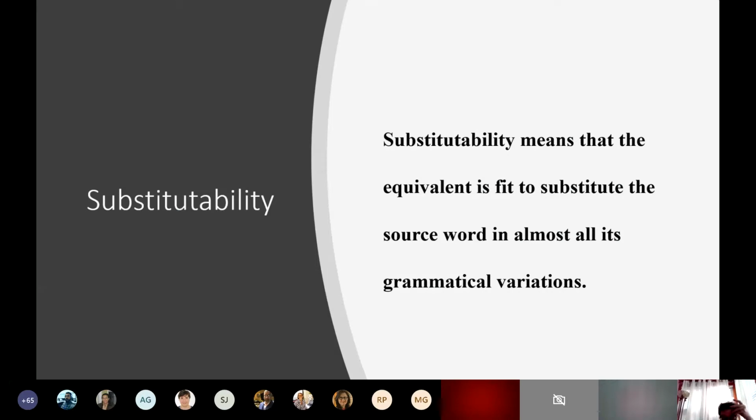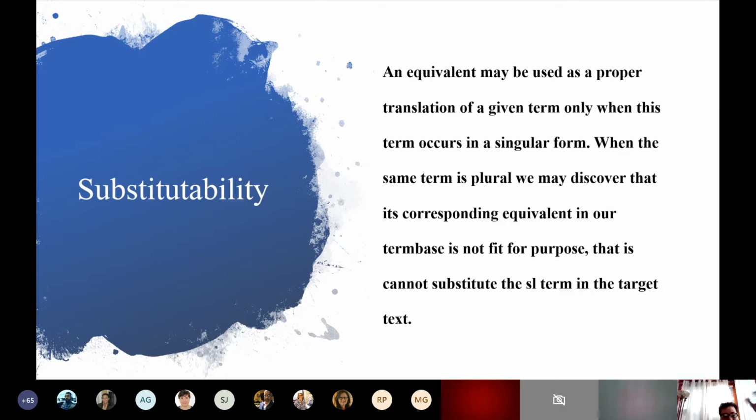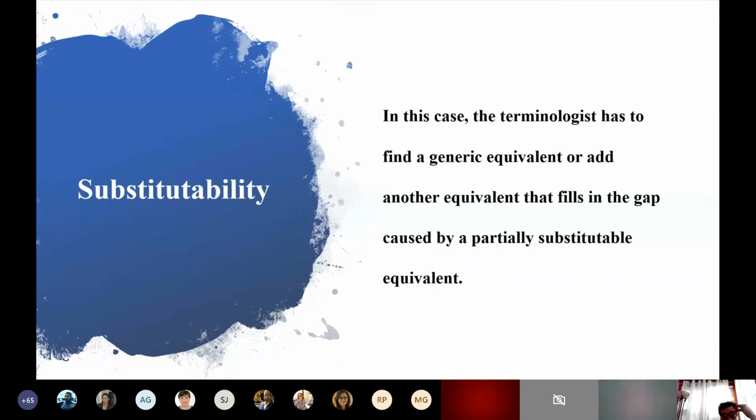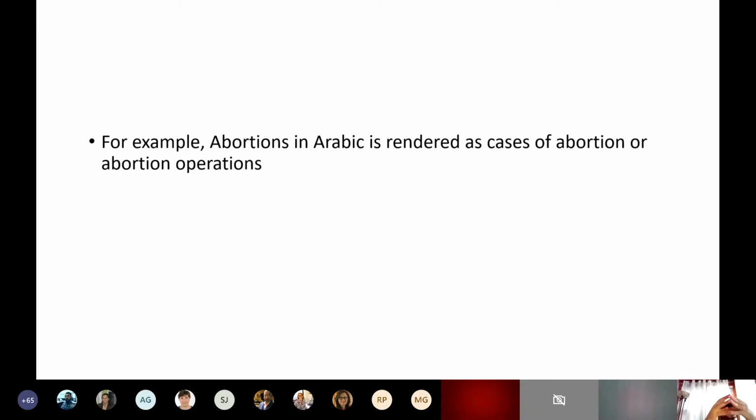Now we can move to talk about substitutability. It means that the equivalent is fit to substitute for the source word in almost all its grammatical variations. Sometimes a term can have a different equivalent when it is countable than when it is uncountable. This happens a lot in some languages. For example, in Arabic, we have the term abortion. When it is countable, it is translated as an operation, abortion operation, or a case of abortion. So the bilingual terminologist has to take this into consideration, to provide two equivalents, one for the uncountable version and one for the countable version.